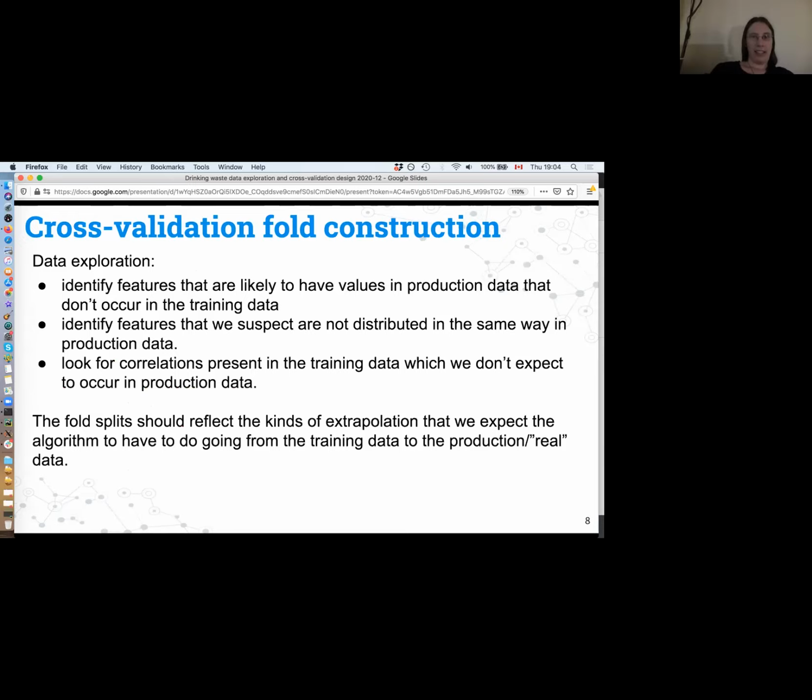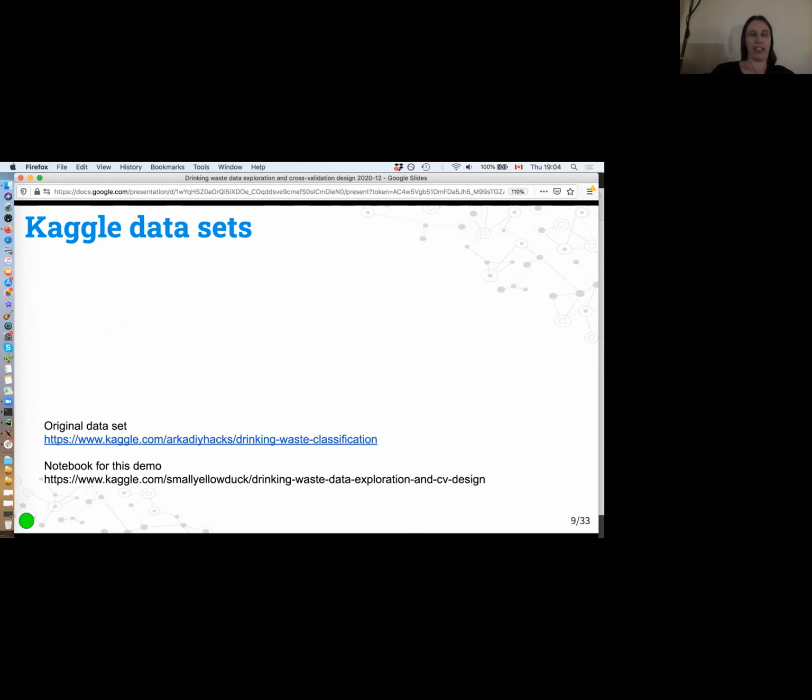Okay. Let's see. So cross-validation fold construction. One of the goals of data exploration is to identify features that are likely to have values in production data that didn't occur in the training data. We want to identify features that we think may not be distributed in the same way in production data. Or maybe we want to look for correlations present in the training data which we don't expect to occur in production data. And the fold splits should reflect the kinds of extrapolation that we expect the algorithm is going to have to do going from the training data to the production, real data.